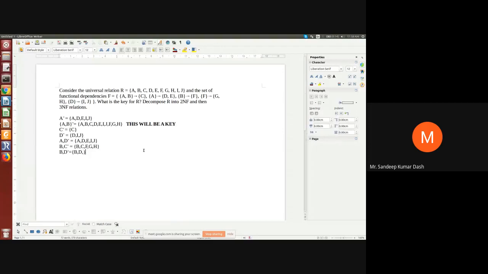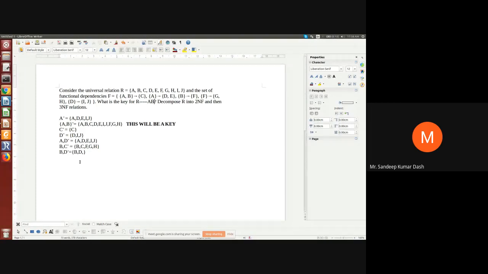No need to think of combinations like ABC, because AB is already a key, which means ABC will be a super key only, or ABD will be a super key, ABE will be a super key. Primary key will be only this. I cannot leave out A. I cannot leave out B from the key. That means this is the only key possible. Fine. So no need to think of other things. What is the key of R? The answer is AB.